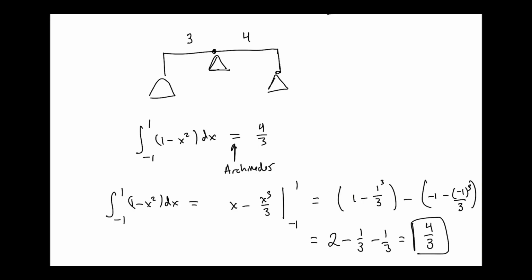And voila. What do we get? 4/3. Our buddy Archimedes was right. Well, you probably could have guessed that he was right, because I wouldn't have brought him up if he had been wrong. Probably. Although it is worth pointing out that you remember the product rule?